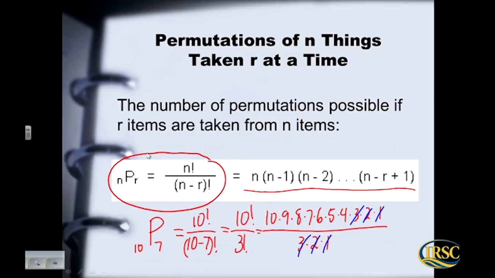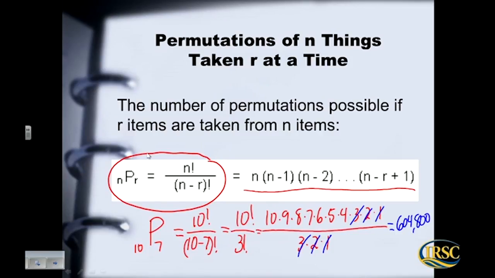Okay, so if we multiply all this together, what do we get? 10 times 9 times 8 times 7 times 6 times 5 times 4. 604,800. Okay, so 604,800. So that's how many ways that you can create groups of 7 out of a group of 10 items. There's that many different ways you can arrange those items.